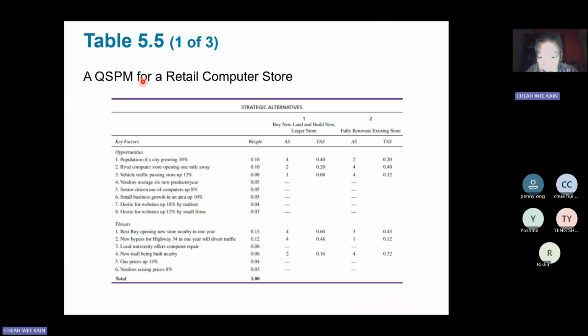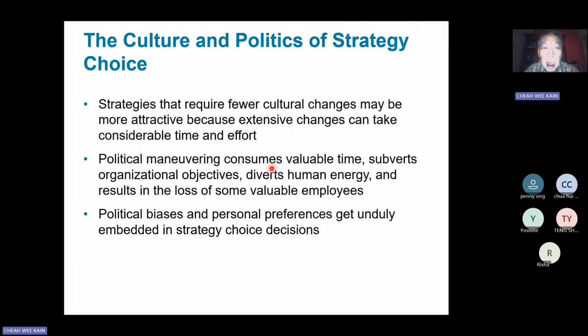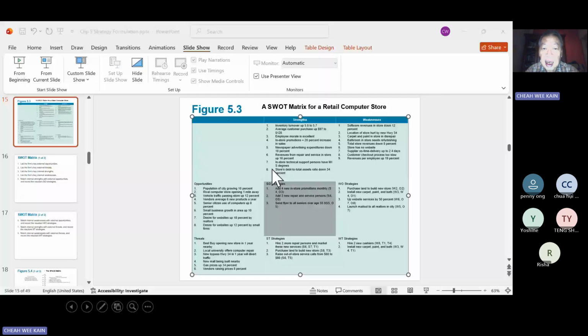QSPM also has nearly the same type of things. They have the weight. They also have opportunity and threat. They have weight. Okay, but they miss one thing. They don't have the rating. So this one you can use, but it's not as good because there's no rating. Okay, so that's about it.